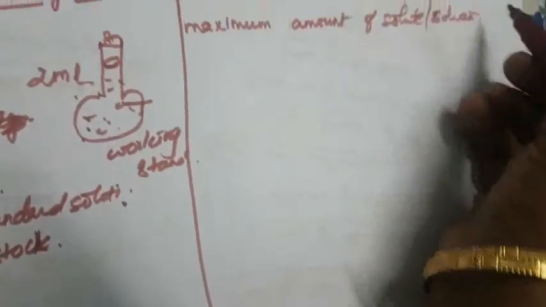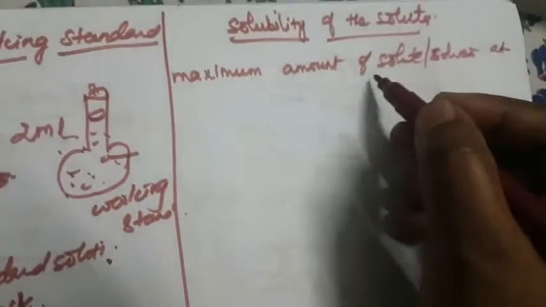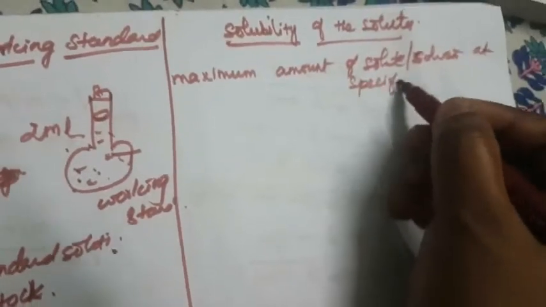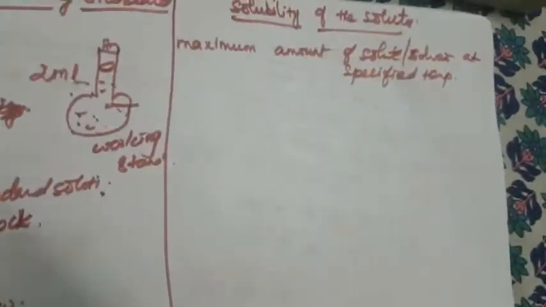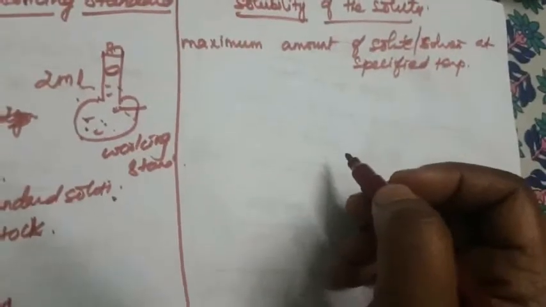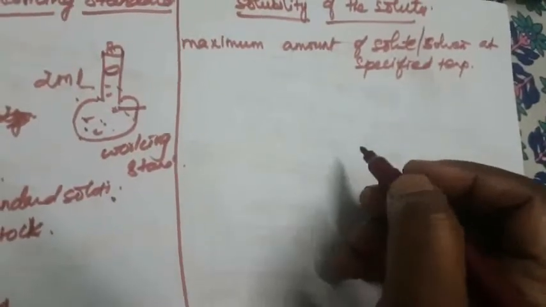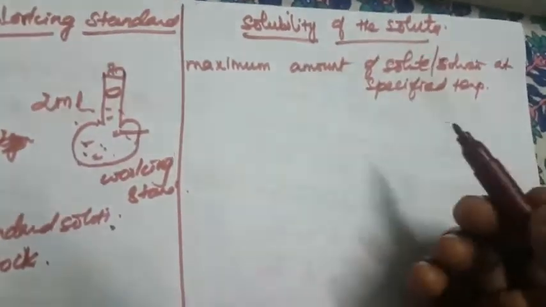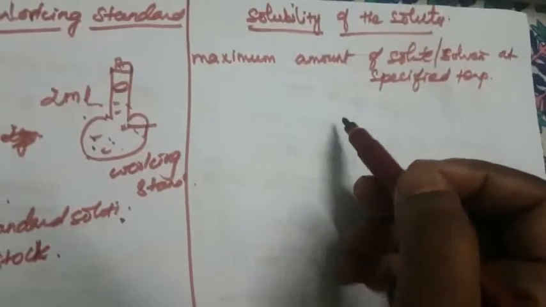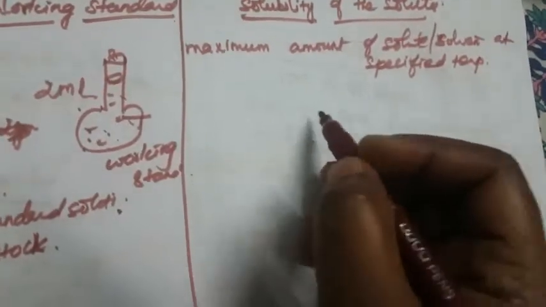That is the maximum amount of solute dissolved in the solvent at a specified temperature, that is called the solubility of the solute. The maximum amount of solute in a solvent, beyond which addition of solute will result in precipitation at a given temperature. After that maximum amount, if we keep adding solute, precipitation will occur. Such a solution is called the saturated solution.